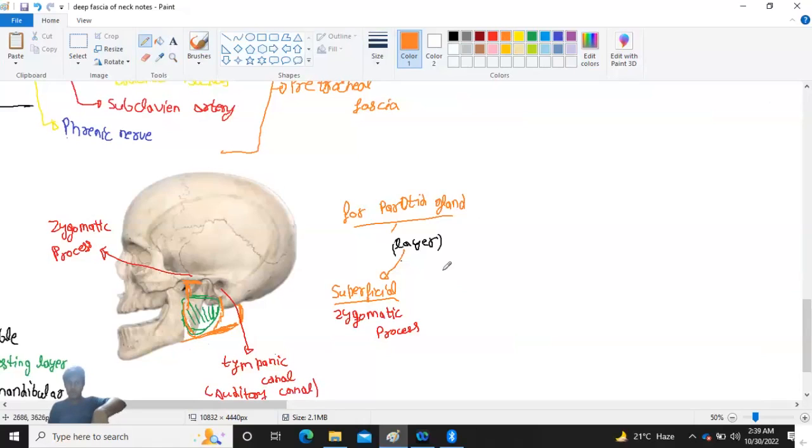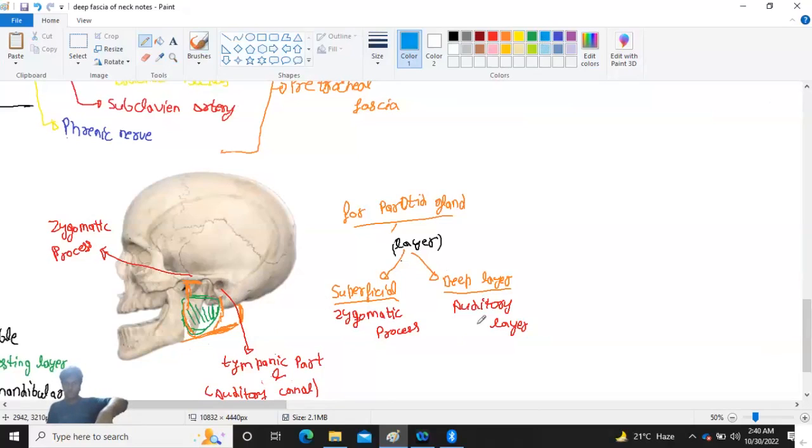Then this is the deep layer. The deep layer is the auditory canal, basically the tympanic part. We can say the tympanic part of the temporal bone. You can write tympanic part. This region is called the tympanic part, the tympanic part of the temporal bone.